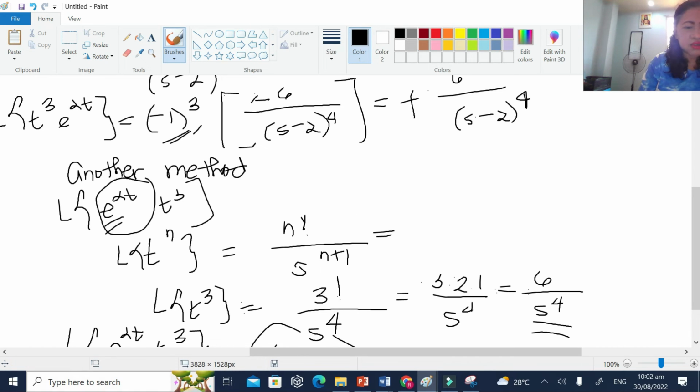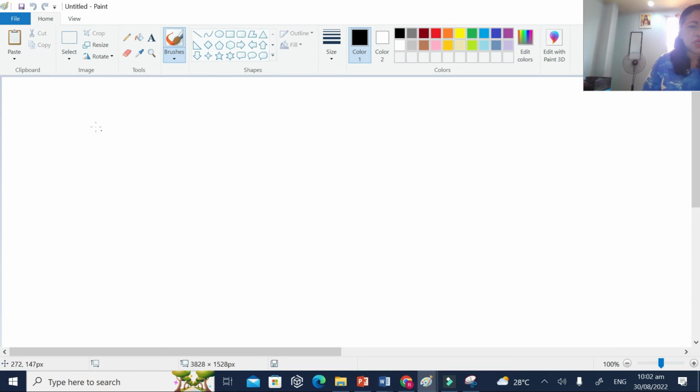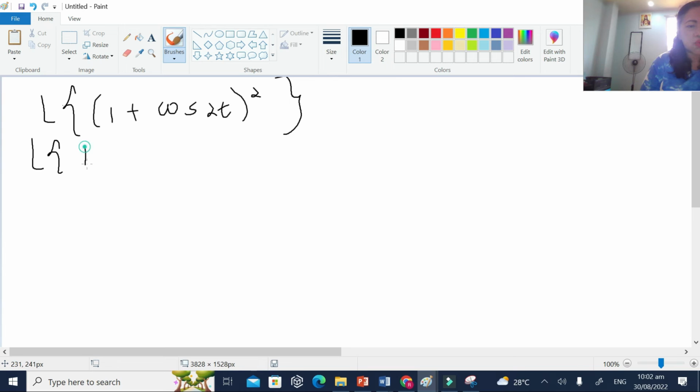So, let us have another problem. What if we now have to take the Laplace transform of 1 plus cosine of 2t, squared. So, it is squared. If we do this, we expand it. So, it becomes 1 plus 2 cosine of 2t plus cosine squared of 2t.